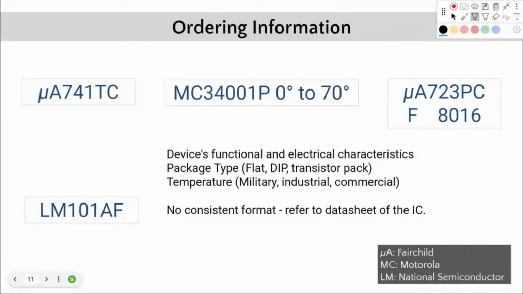Okay, but there is no consistent format. So like there is no one single format that all ICs follow. So you always have to refer to the data sheet of the IC. Okay. Typically, the first two letters are representing the manufacturer. So MU-A stands for Fairchild. MC is Motorola. LM is National Semiconductor. I think this was later acquired by something else. So letters may have changed.